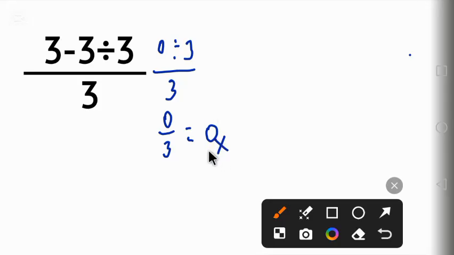This is a wrong answer because according to the order of operation, which is PEMDAS or BODMAS, subtraction is the last in the order of operation, subtraction and addition. Since division comes before subtraction, we ought to solve this division before we solve the subtraction. Having said that, let's solve it together.